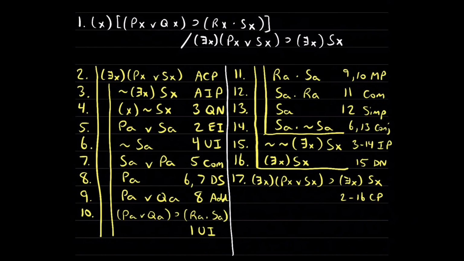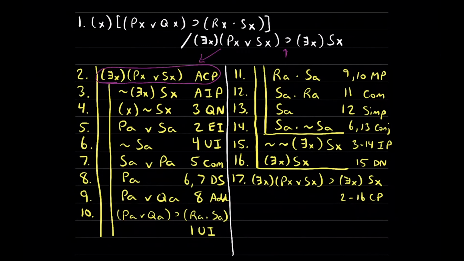If you notice in the conclusion, the main operator is that horseshoe. So this is essentially a conditional. So we're going to try to prove this using conditional proof. You can see on line 2 what I've done, I'm going to circle it here. What I've done on line 2 is assume the antecedent of that conditional, so I can do conditional proof. So I cited ACP, an assumption for conditional proof.